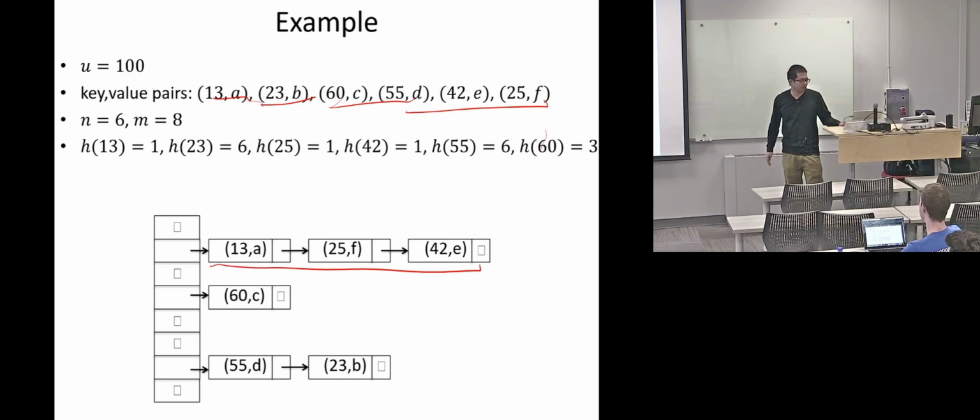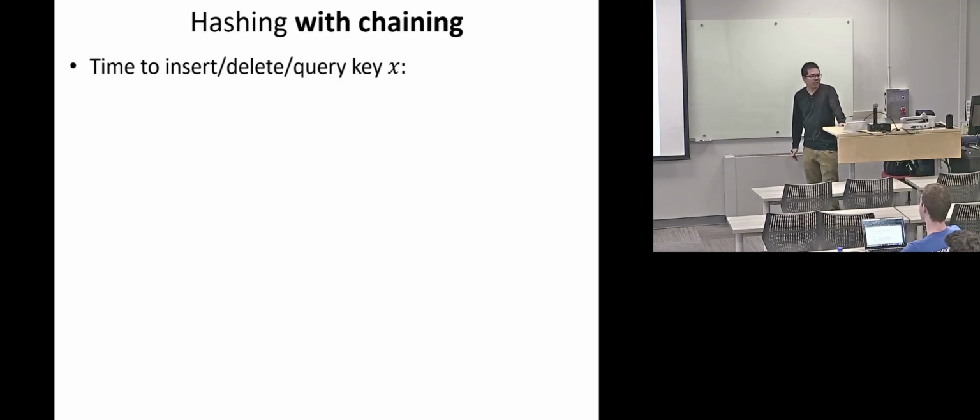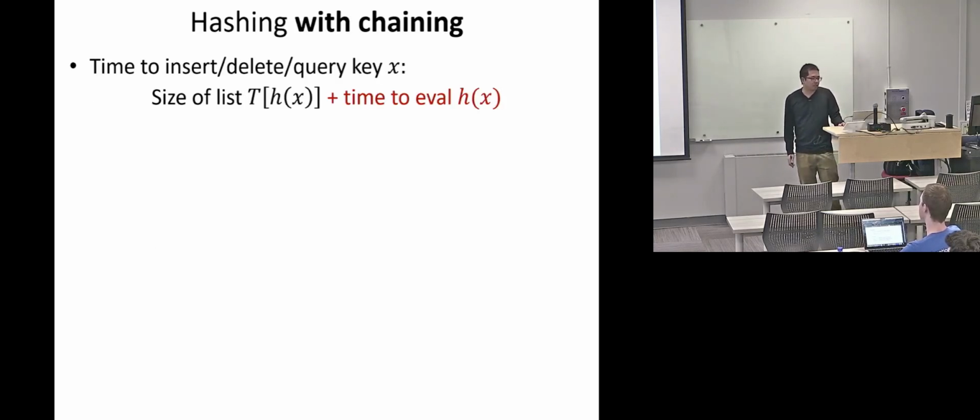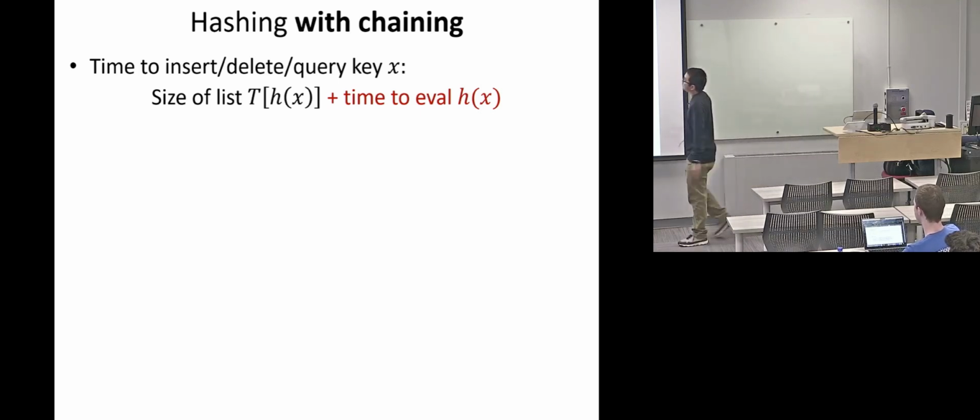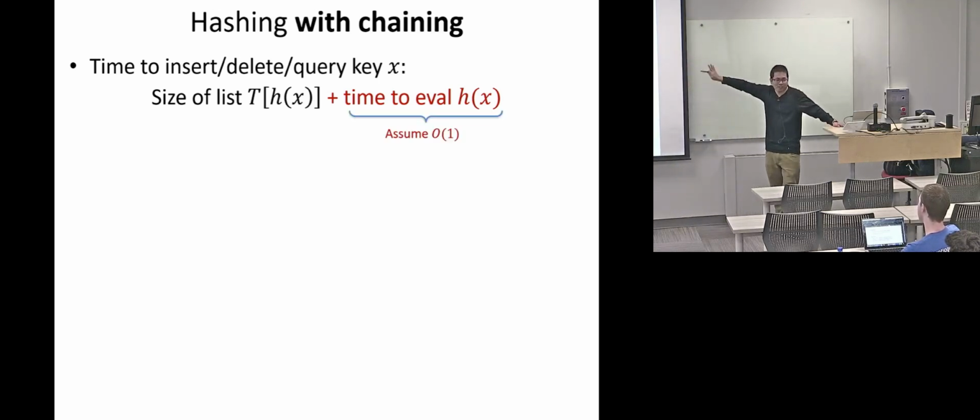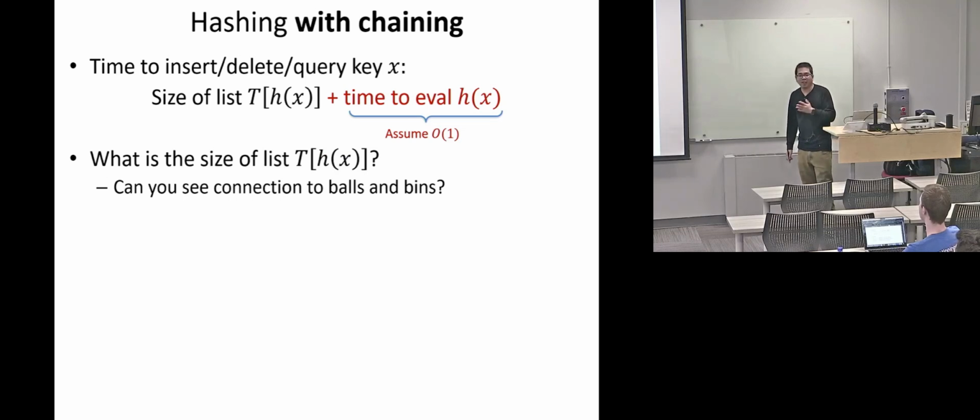Super simple data structure. Now the time to insert, delete, or query for the key x is the size of the list at position h of x, plus the time to evaluate h of x. For the red part here, I assume it's constant for now. But what about the black part? What's the size of this? Can you see any connection to balls and bins? Can any of you explain?